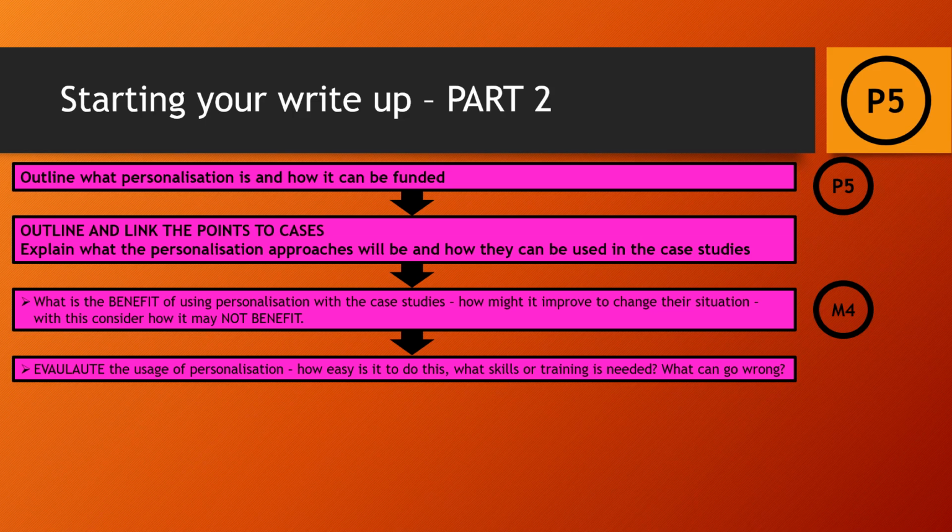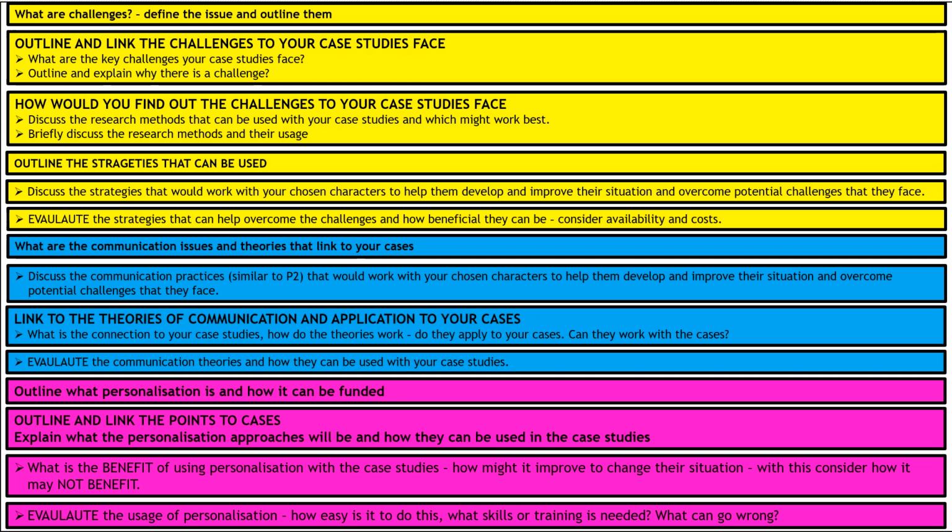And then what you do for section C, last but not least, is put it all together. So start off with your challenges. You can link it to communication, and the communication challenges, and then the personalization towards the end. The whole way through, remember, think about what's the content, that's the pass, application to your cases, and how useful it is for them is the merit, and evaluating the theories, that's going to be your distinction.